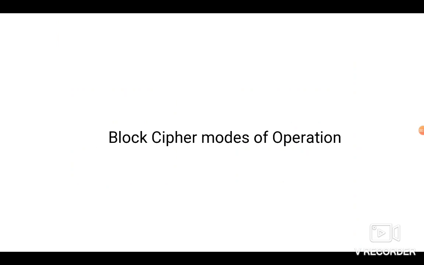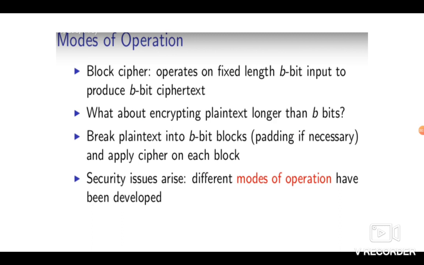Today we are going to see the topic block cipher modes of operation. So first we have to know what is block cipher. The plain text is divided into number of blocks and each block consists of B bits. It should be of fixed length and this B bit block is encrypted to produce a B bit ciphertext block.